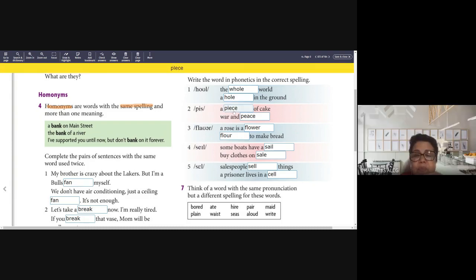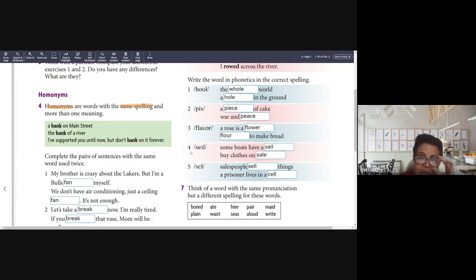Number 2, a piece of cake. War and peace. Okay, the same sound, but different meaning. Number 3, a rose is a flower. Now, flour to make bread. Flour is the same as trigo, farinha de trigo. Flour to make bread.